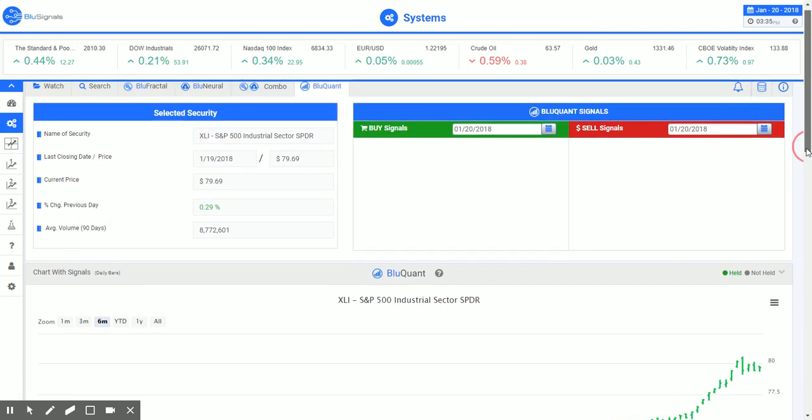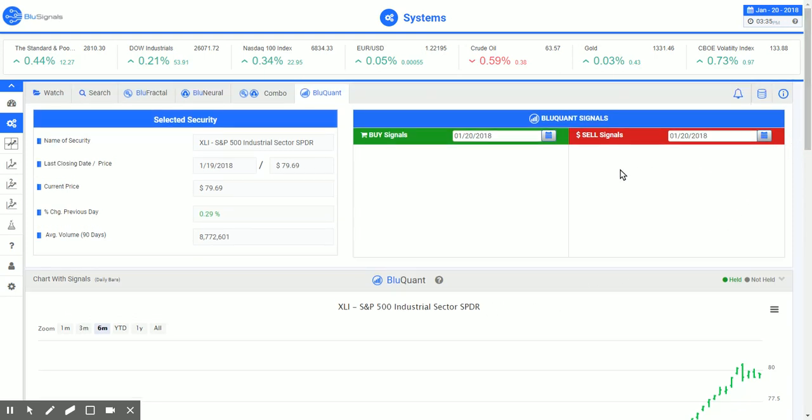So let's examine what we see here. Here you have the basic information about a security that we brought up, the XLI, which happens to be from the live portfolio. During the day, if a signal were to occur to say buy a particular stock or ETF, three important things happen simultaneously. First, this buy window would populate with all the necessary signal information.